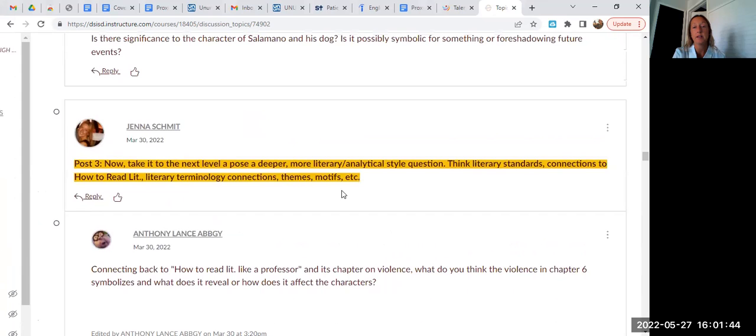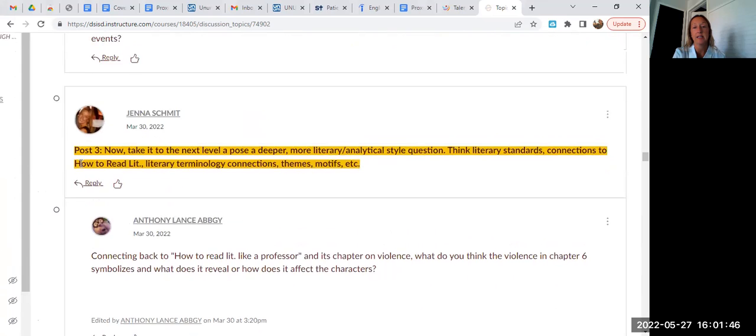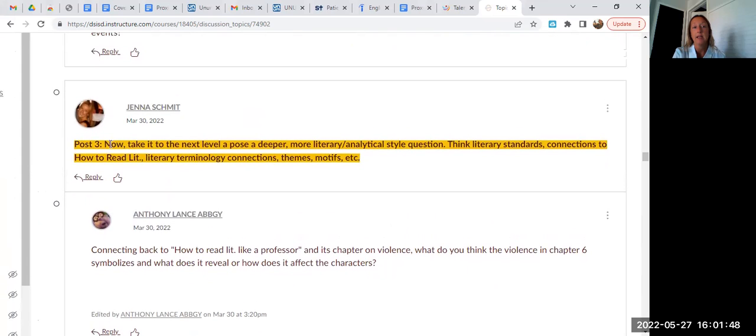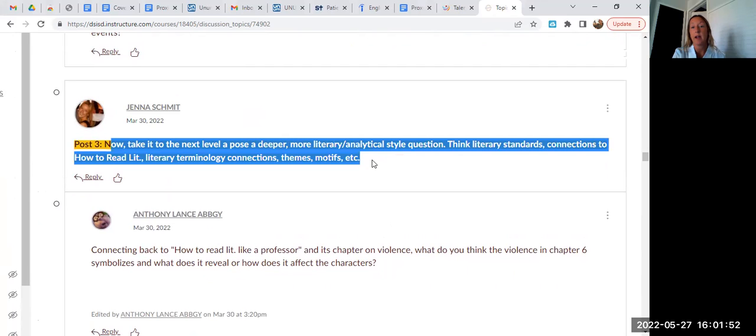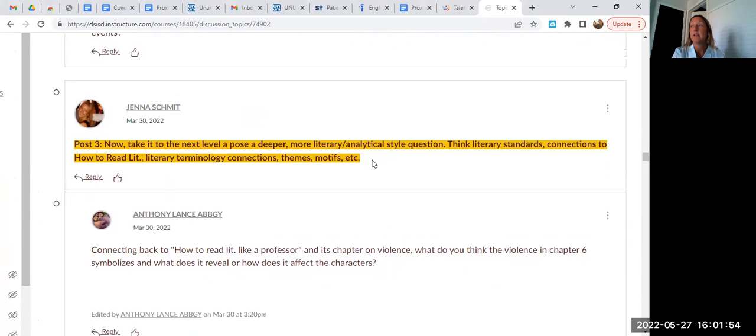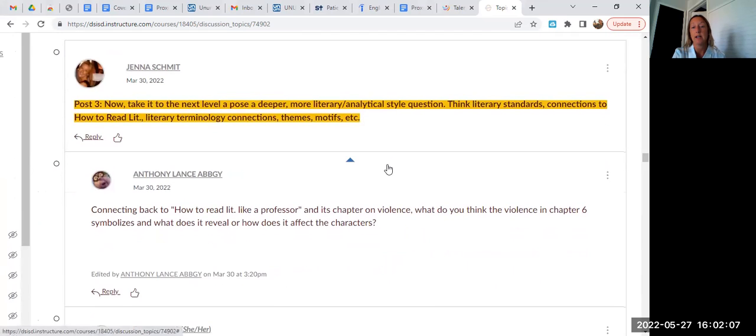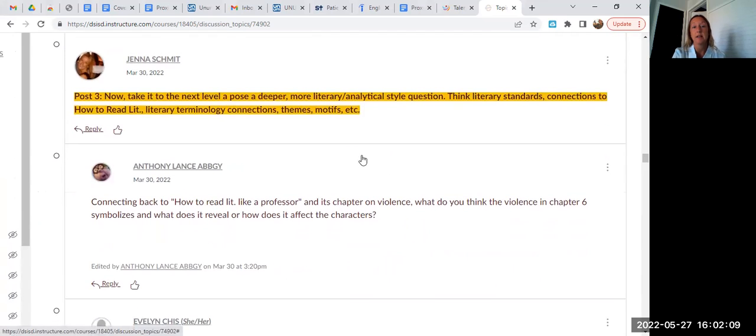As we start getting deeper into this discussion, post 3 from me is taking it to the next level. Now they need to pose a deeper, more literary analytical style question. These are getting into the core standards for our course that students have been familiar with all year. This is looking at connections to other literary texts, literary connections, themes, and motifs. So obviously the more literary side of things.